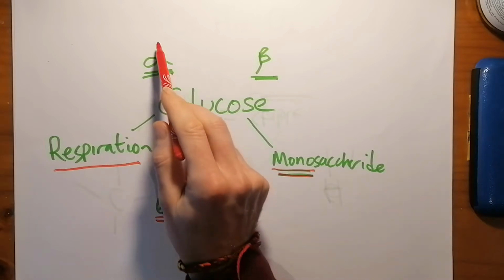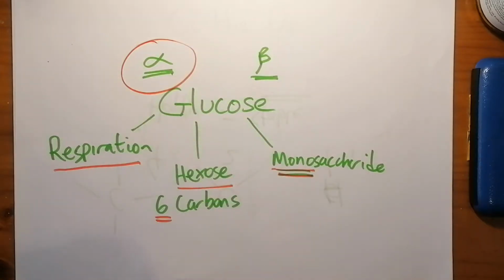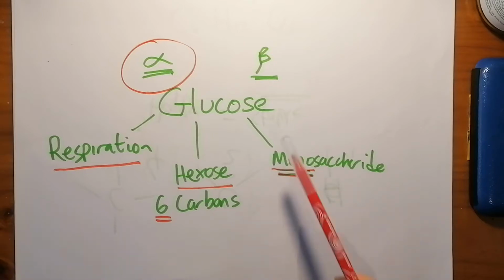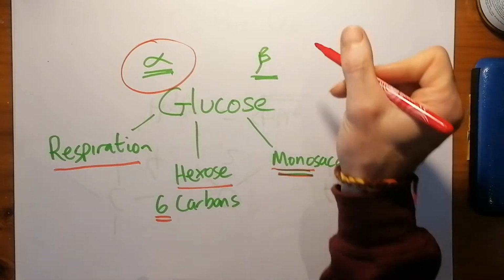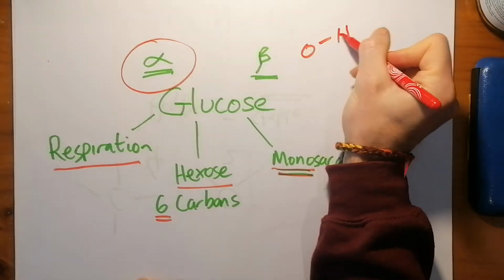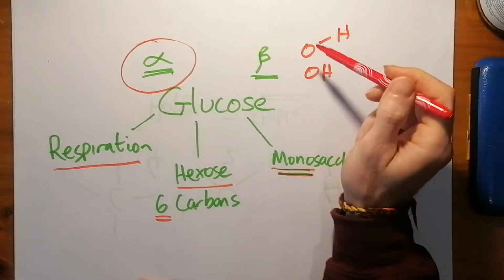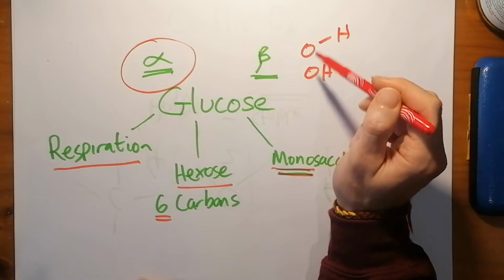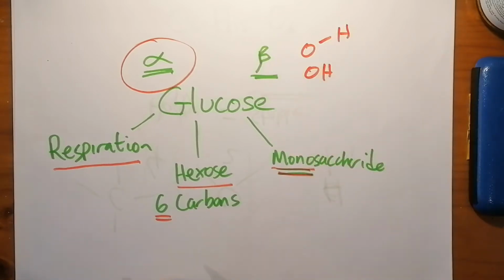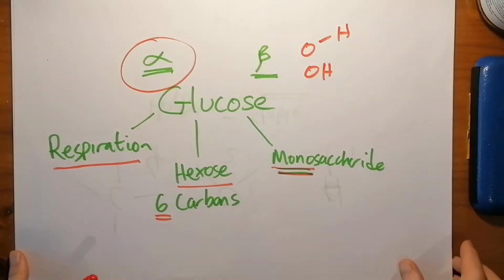We'll be focusing mainly on alpha glucose today. There is another form of glucose where one of the OH groups, so that's an oxygen bonded to a hydrogen, points up instead of down, and we'll get onto that a bit later. But it's alpha glucose that we're going to be learning about. That's the one that humans can digest.